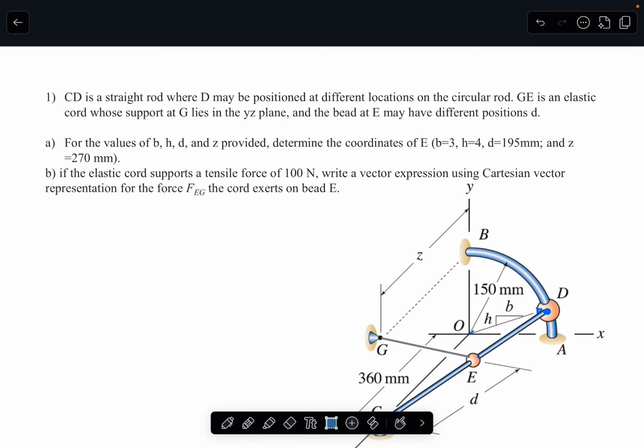CD is a straight rod where D may be positioned at a different location on the circular rod. G is an elastic cord whose support at G lies in the YZ plane, and the bead at E may have different position D. Now for these values, B, H, D, and Z are provided. We must determine the coordinate of E.